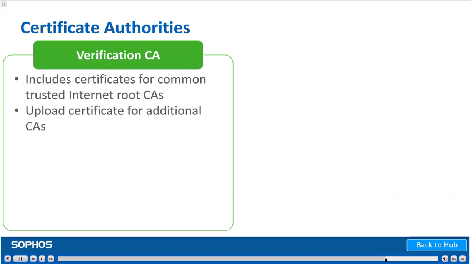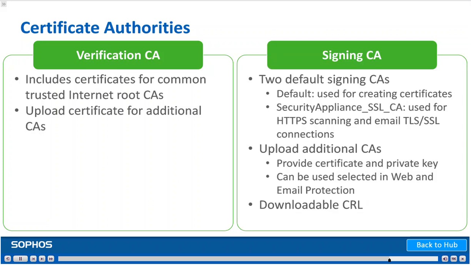The XG Firewall comes pre-configured with the certificates for Common Trusted Internet Root Certificate Authorities. These are used to verify the certificates of devices the XG Firewall connects to. You can also upload additional CA certificates that you want to trust, such as an internal enterprise CA that signs the certificates for your internal servers.